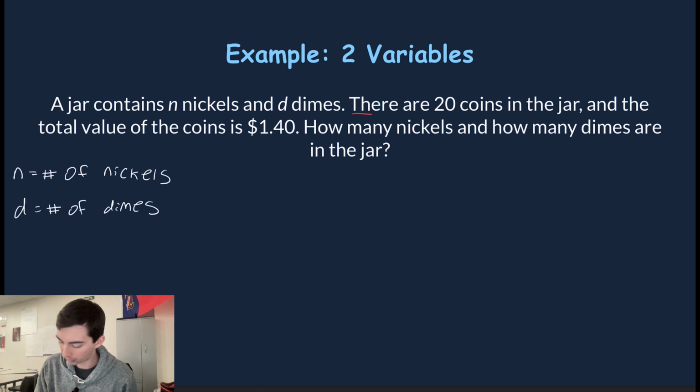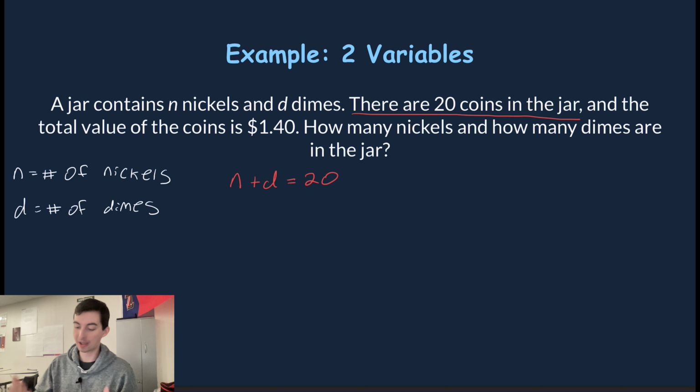So we know there are 20 coins in the jar. So my total number of nickels and my total number of dimes is equal to 20. So I'm going to write that as n plus d is equal to 20 to say the number of nickels I have plus the number of dimes I have, I know is going to have to be 20.